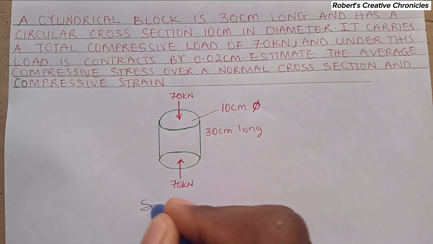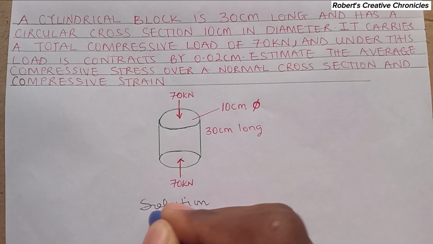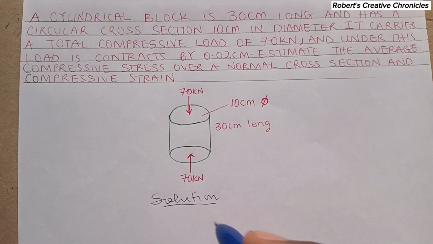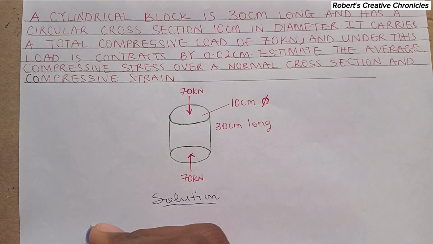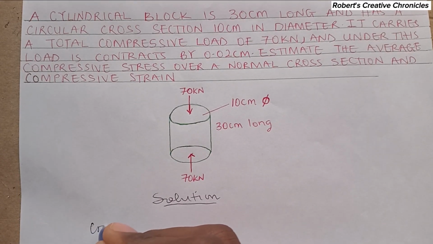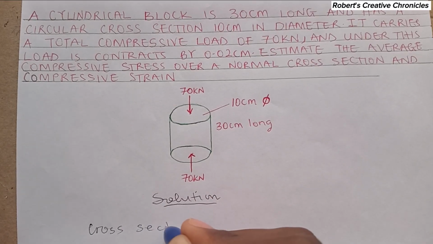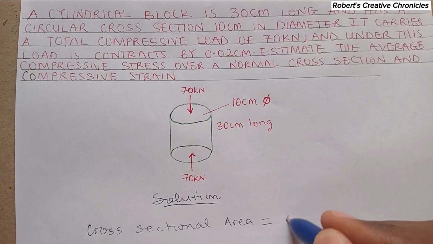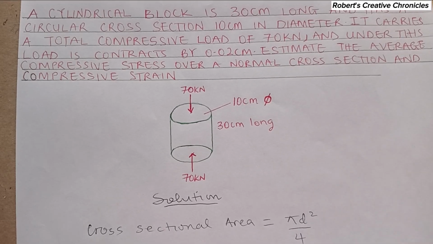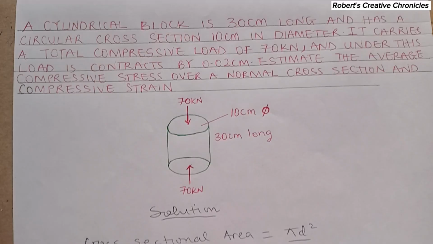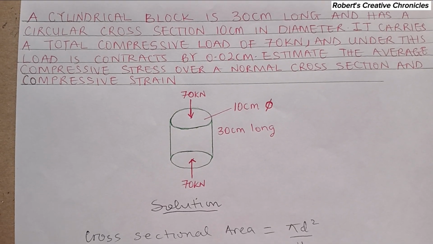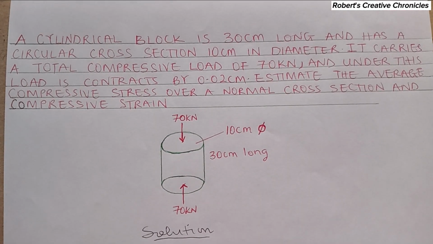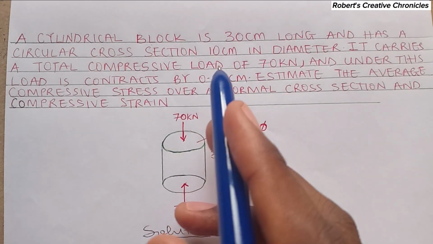So, solution. First, we'll have to find the cross-sectional area. So cross-sectional area is equal to pi d square over 4. So the diameter is what? It is 10 centimeter, 10 centimeter in diameter.